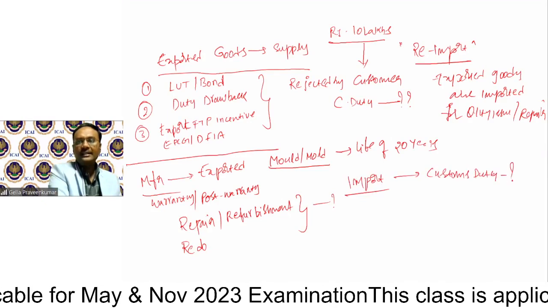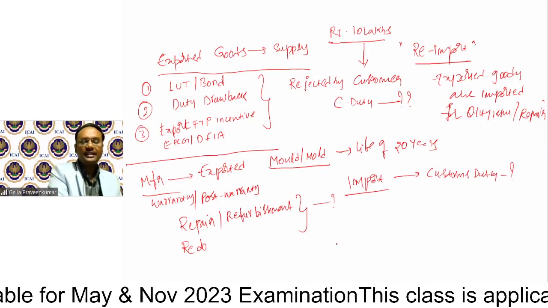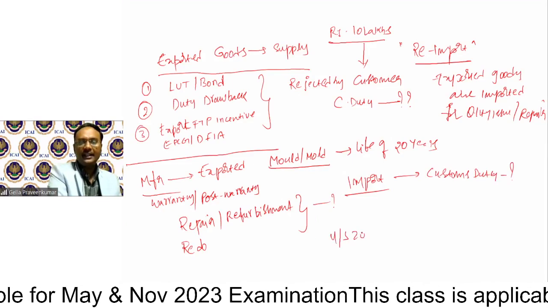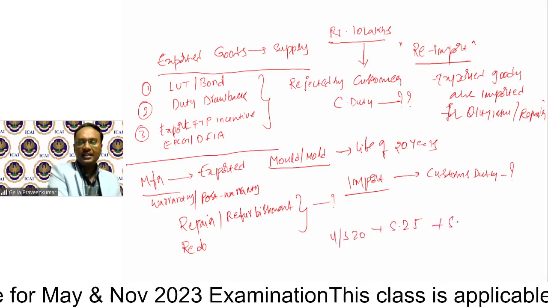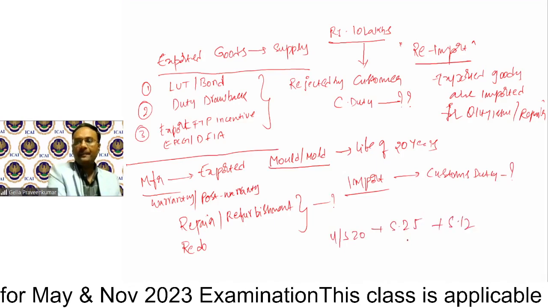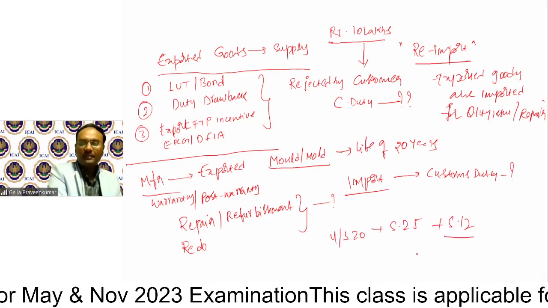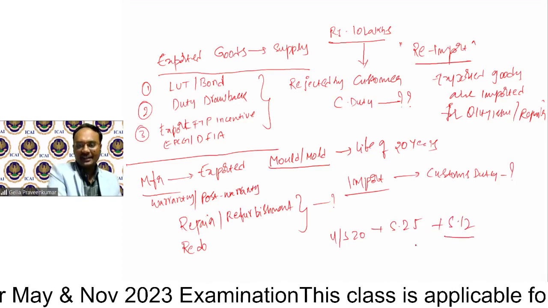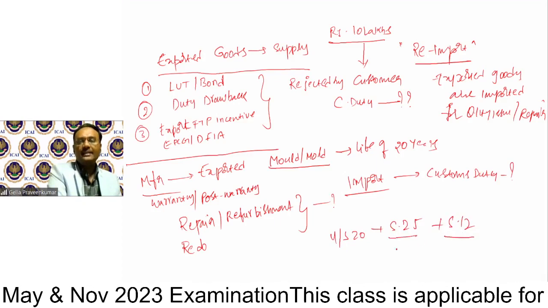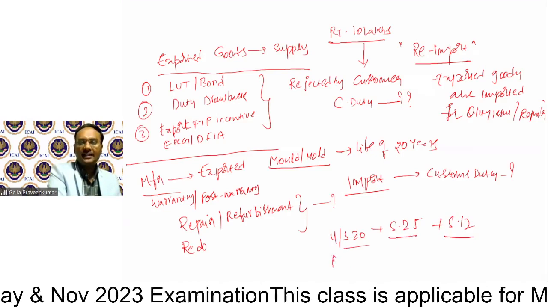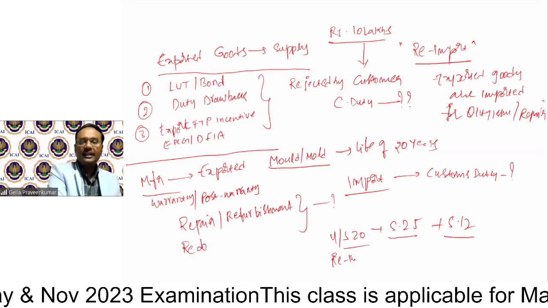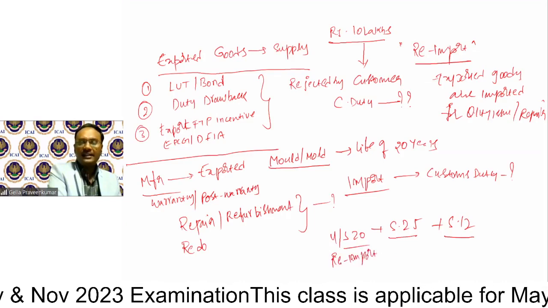Now, these are the two scenarios which are covered under Section 20, read with Section 25, read with Section 12. That means to say, when I look at my customs duty charging section, will there be any exemption for the goods which are imported under Section 20? Under Section 20, I call this re-import.